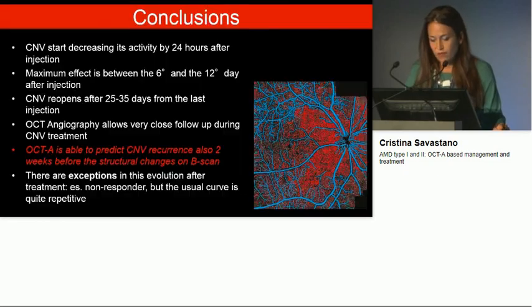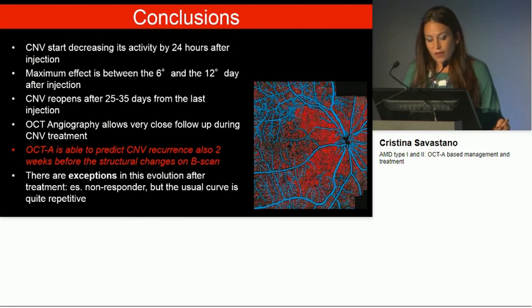So in conclusion, it is possible to see decreasing of CNV activity just after 24 hours post injection. The maximum effect that we can see is after 6 days, between 6 and 12 days after injection. The reopening of CNV generally is cyclic and becomes evident after 35 days after the injection.